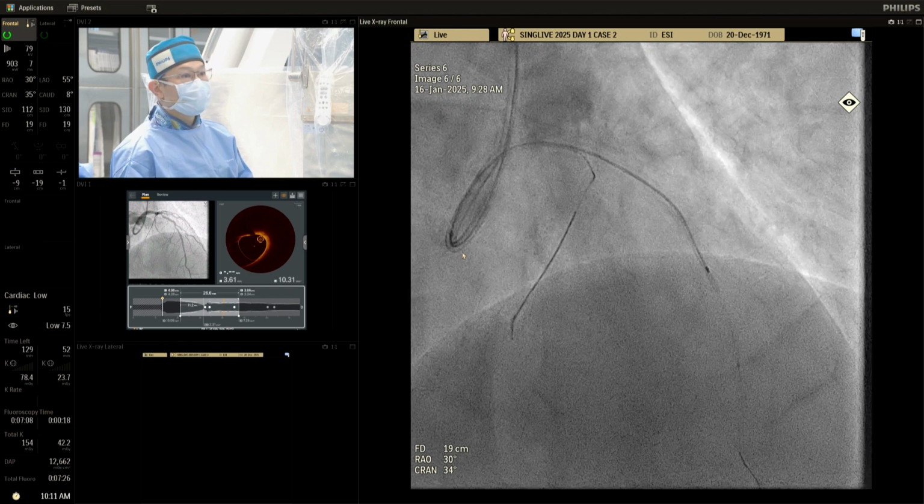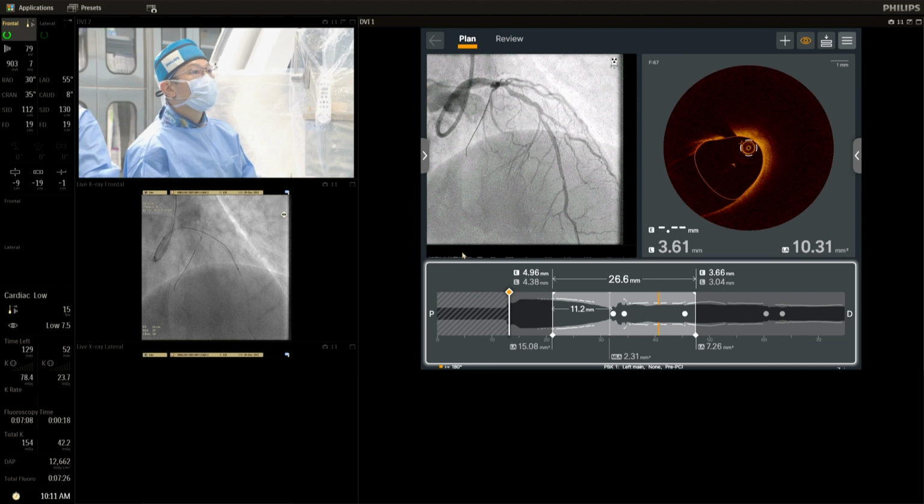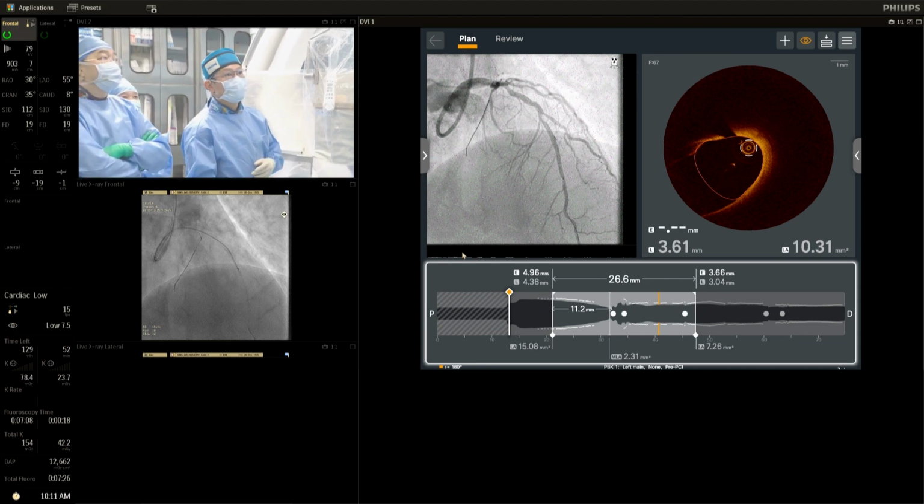Can we not change that? Can we show the OCT, please? Ram, change it to the... Okay. All right. So you should be able to see OCT nice and big now.